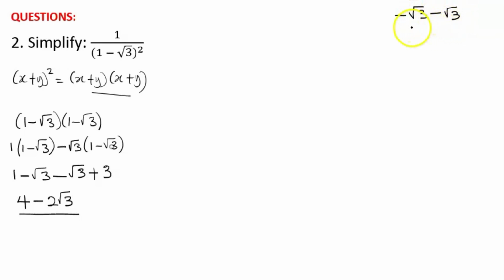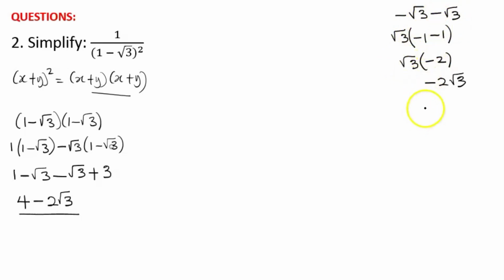No. A good way of looking at this is you can factorize, bring out root 3. If you bring out root 3, you are going to be left with minus 1 minus 1. Because minus root 3 divided by root 3 is going to give you minus 1, and the same thing here. So minus 1 minus 1 is going to give you minus 2, which is negative 2 root 3. This factorization will also give you a clearer view of what is going on.